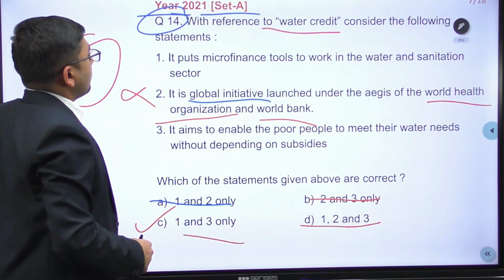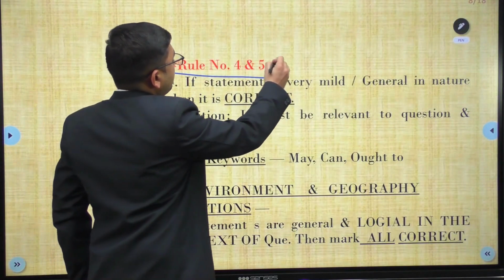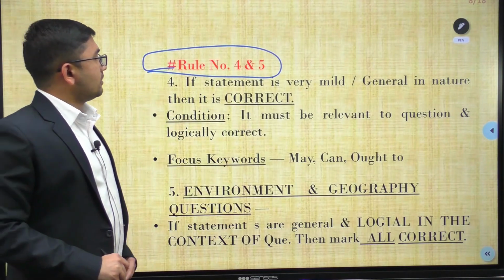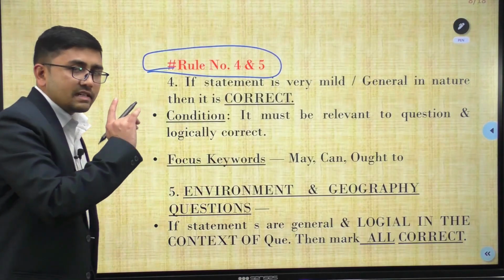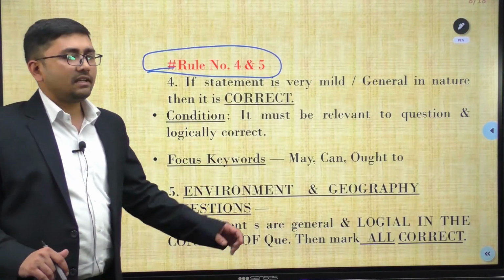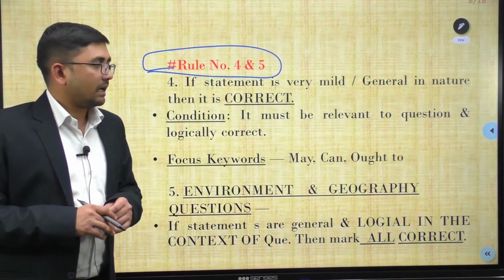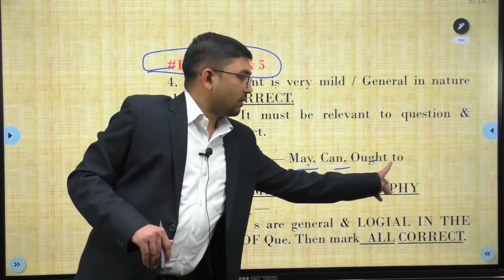Now come to the next rules, rule number 4 and rule number 5. What do they say? Rule number 4 says that if a statement is very mild or general in nature, then it is correct. The condition is that it should be relevant to your question and logically correct. Focus on keywords like may, can, ought to.